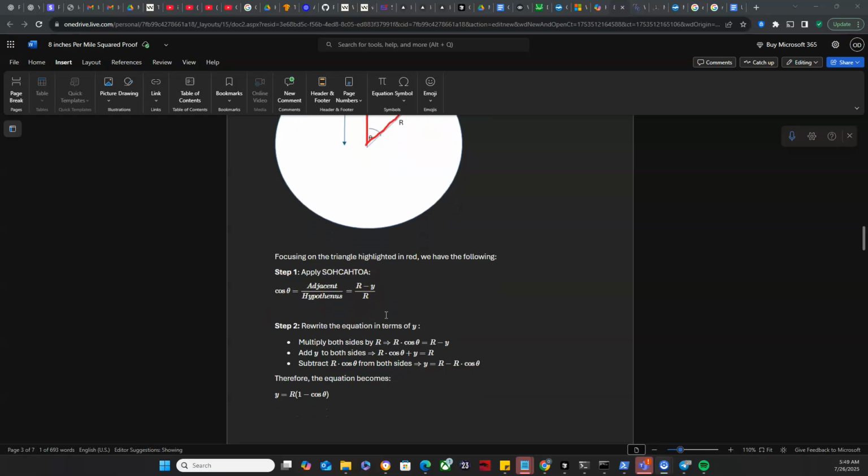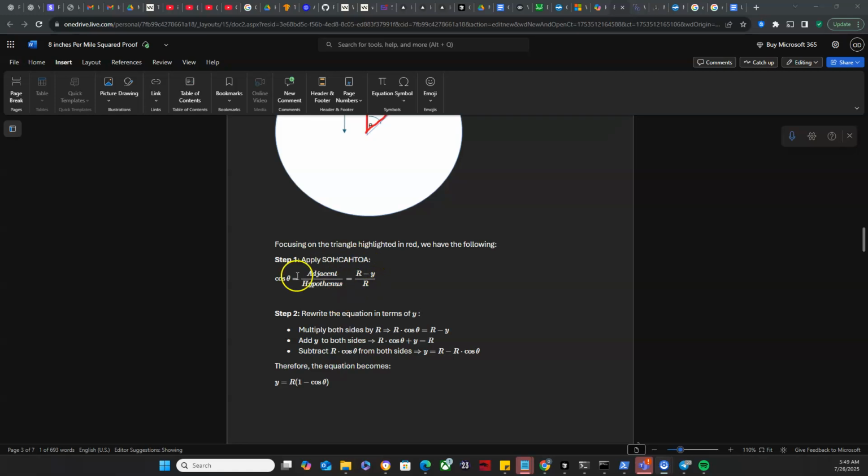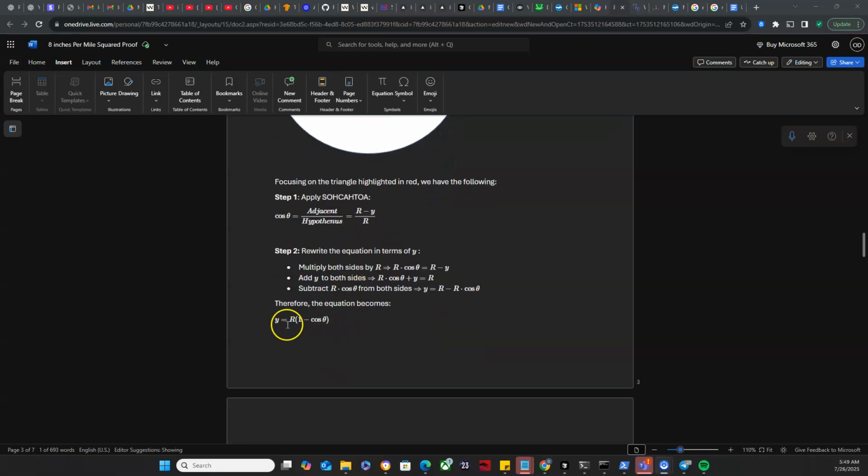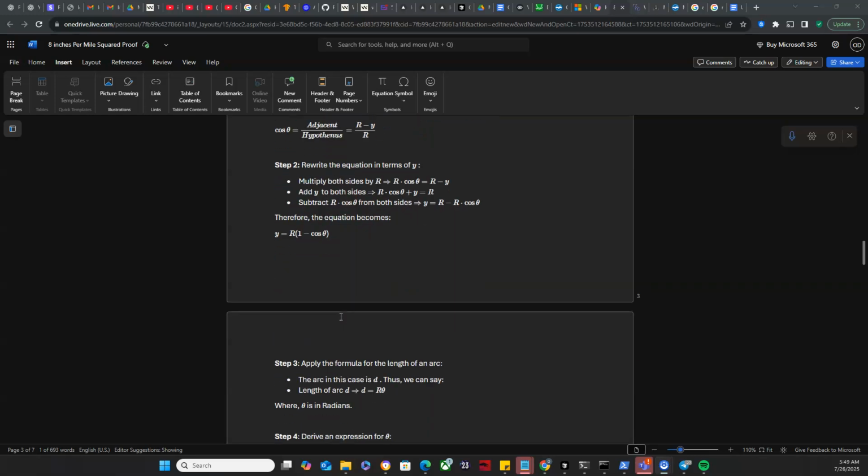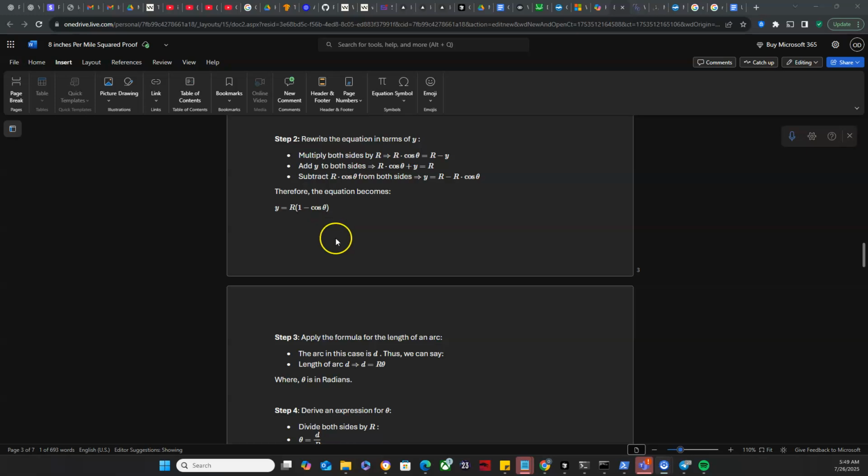So you have this equation here, and then you just simplify this, and once you're done simplifying it, you should have this formula right here. Good. Now that you have this formula right here, you can go through the steps to confirm that this is exactly what you get. Now that you have this formula here, you can move on. Now we apply the formula to find the length of an arc.